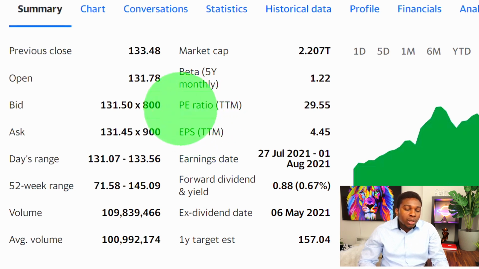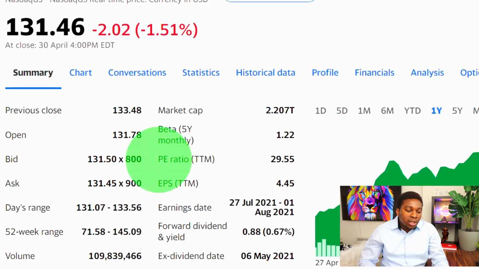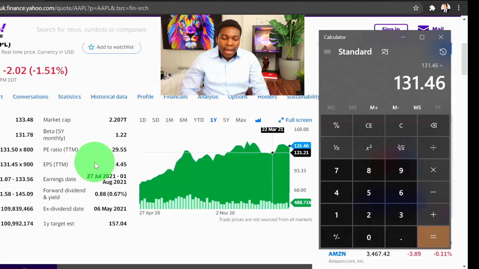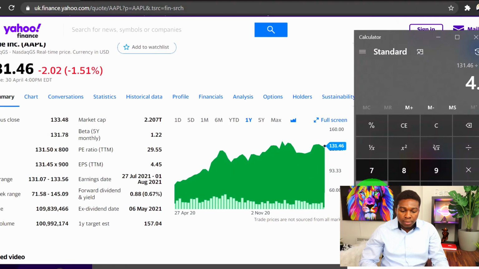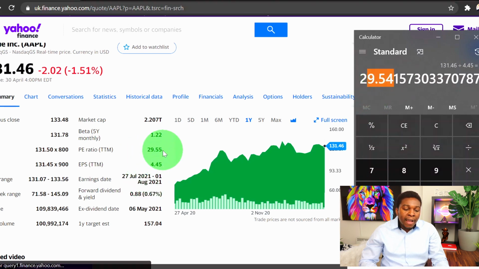The PE ratio is the price of a share divided by this EPS. What is the share price of Apple? 131.46 divided by the EPS, which is 4.45. So it's giving us 29.54, and here we have 29.55.